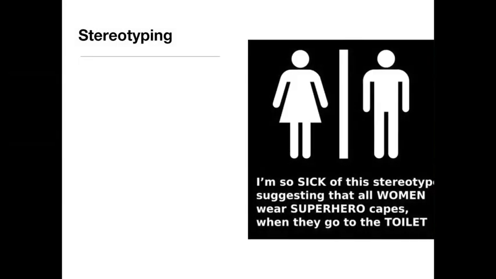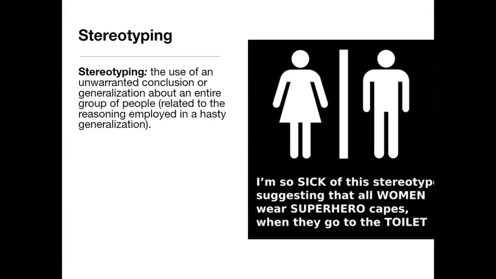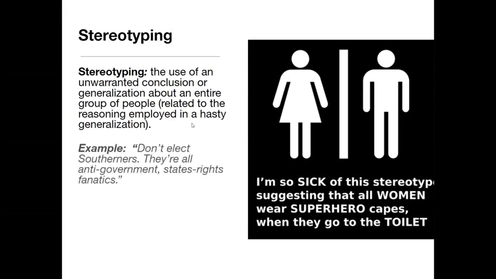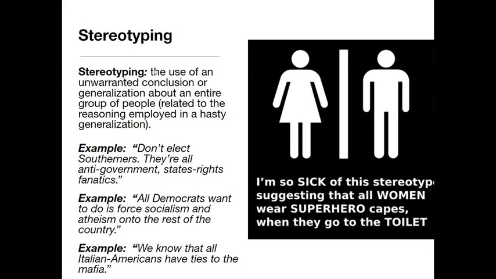We've already talked about stereotyping. I like this meme. But in a previous chapter, right, the use of an unwarranted conclusion or generalization, it's related to hasty generalization, but in stereotype, it's not so much anecdotal, but just drawing an inference about a whole group of people, right? And it happens on all sides, right? Whether we're stereotyping all Southerners or all Democrats, we're using fallacious reasoning to make certain inferences. Right, here's a good stereotype. We know that all Italian Americans have ties to the mafia, right? That's a stereotype, but clearly false.